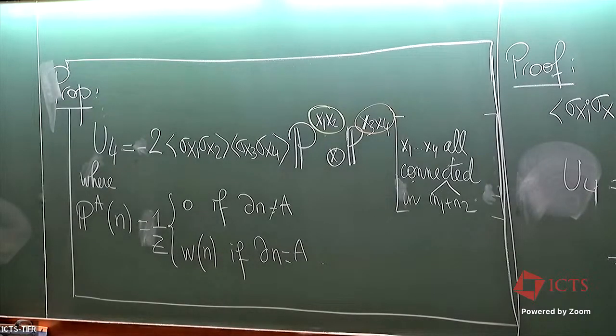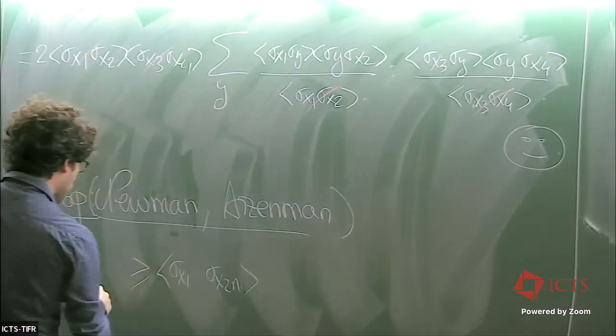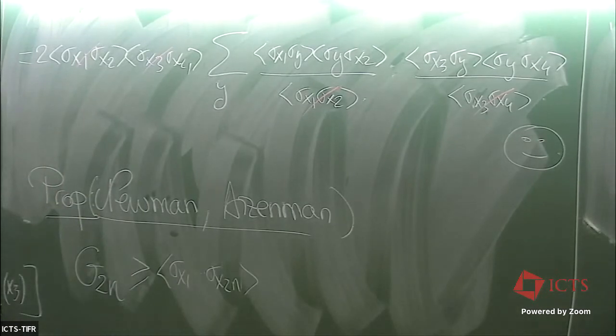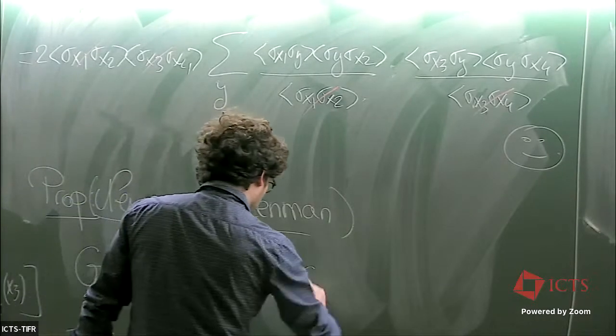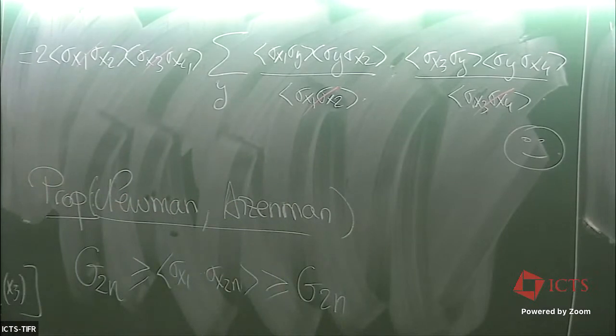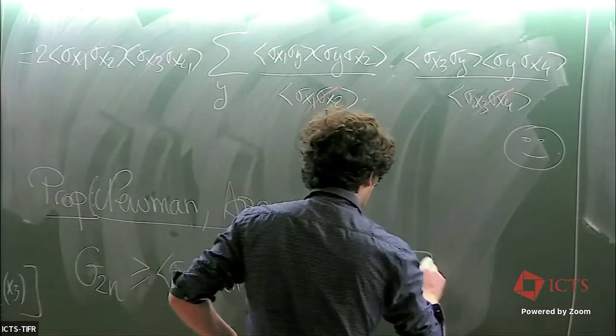Here, I'm going to use random currents directly, and this was an observation by Michael Aizenman. The observation is the following: when I look at sigma x1 through sigma x2n, one thing is that it's bounded by G2n, the Gaussian thing. You can see this fairly easily with random currents. The other thing is that from below, you can also bound it by G2n. You just need to subtract something, and the something is the following.